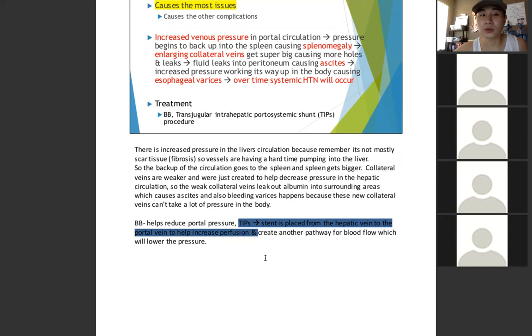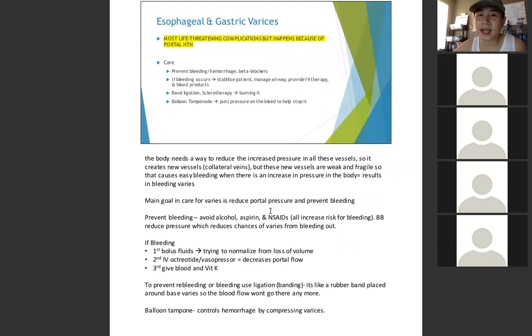All right, next we have esophageal and gastric varices. So this is the most life-threatening complication of cirrhosis. It can cause death very quickly. And it happens because of the high pressure of the portal vein, portal hypertension. How do we care for this patient? We prevent bleeding hemorrhage by using beta blocker to reduce the high pressure.